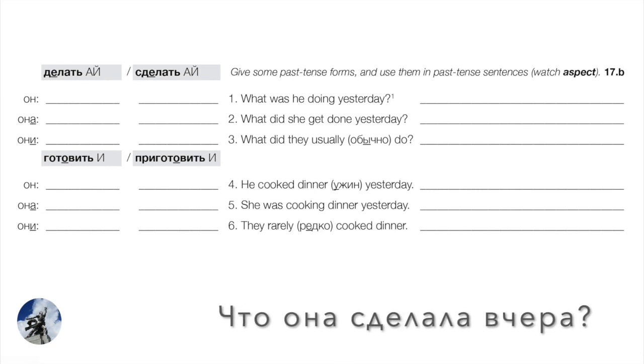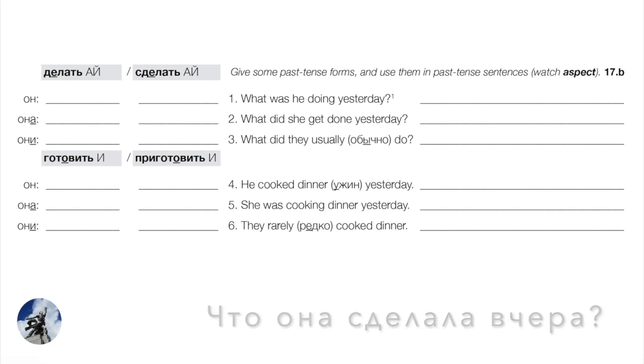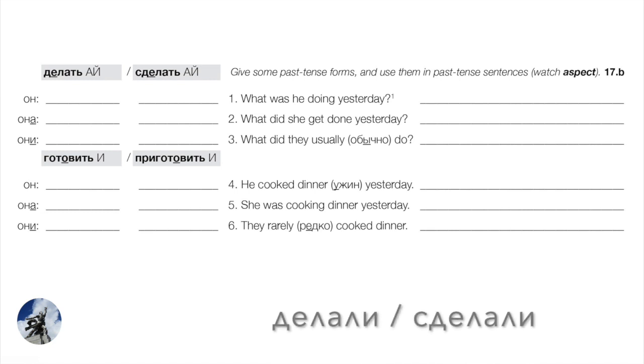It's clearly a perfective aspect situation. Okay, let's take plural examples. Они. Okay, past tense of делать would be делали, and perfective would be сделали. Okay, that's easy to form.